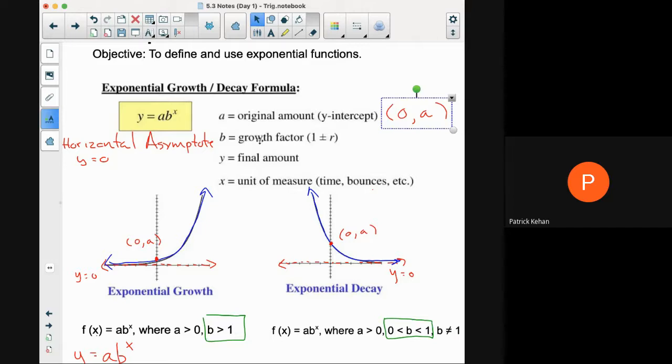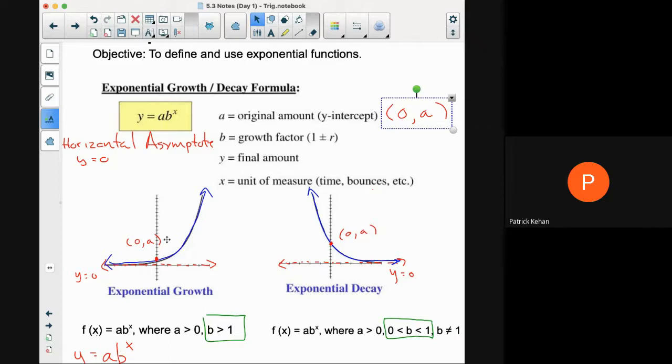B is your growth factor. It's your multiplier. It's your base. And this is the same value that we found by adding 1 to r or subtracting r from 1 in the previous model. And y is your final amount. X is often a measure of time. Bounces would be more of an exponential sequence, or a geometric sequence as we call it, but the input value in context situations is time.